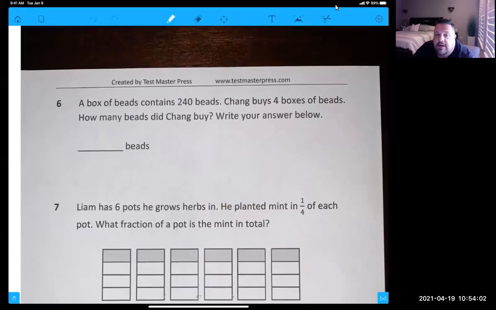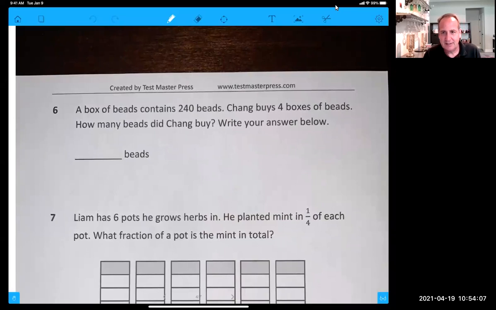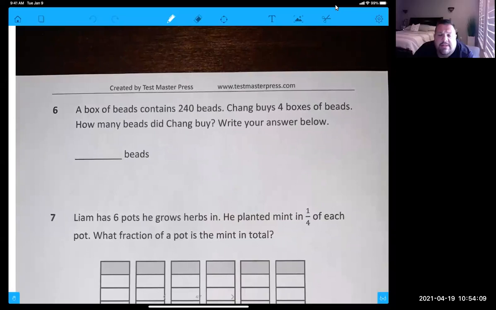All right, if you're at home, pause and do number 6. Ooh, box of beads. You guys here in class start working it out. A box of beads contains 240 beads. Chang buys 4 boxes of beads. How many beads did Chang buy?